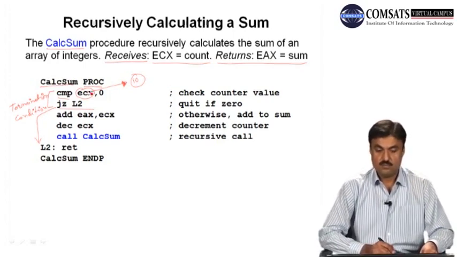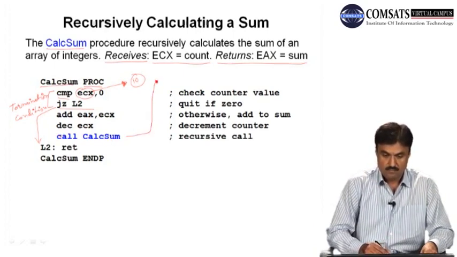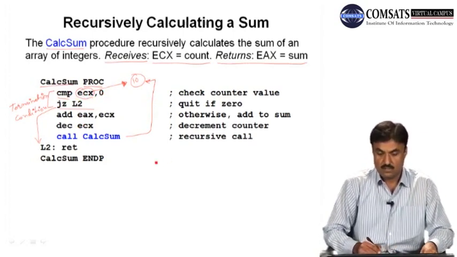So ECX will be compared with 0. If it is equal to 0, then we will return back. Otherwise, we will add ECX to EAX, then we decrement ECX, and then we call sum again. So we are calling the same procedure again, and when we do, we compare ECX again. We have decremented ECX, and we are again going to compare it with 0. So this process will calculate the sum.